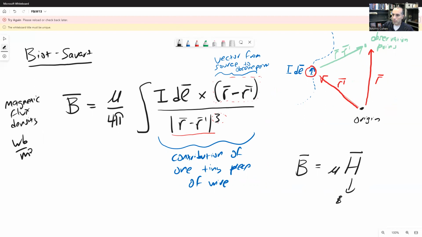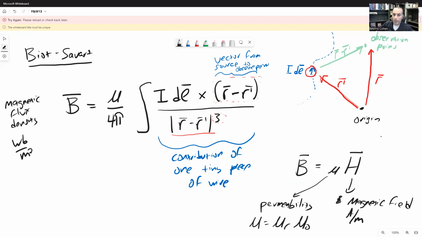Okay, this is magnetic field, and it's going to have units of amps per meter. And mu again is called the permeability. It tells us the way in which a certain material responds if a magnetic field is applied to it. Mu can also be written as some relative value times the free space value, where the free space value is 4 pi times 10 to the minus 7 henries per meter. Henries, by the way, is the unit of inductance.